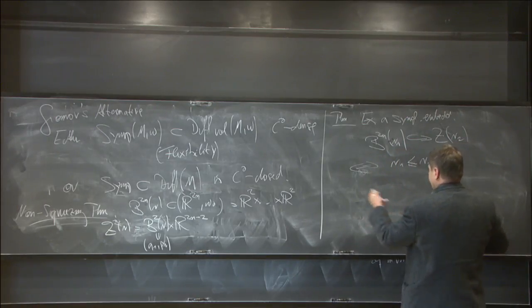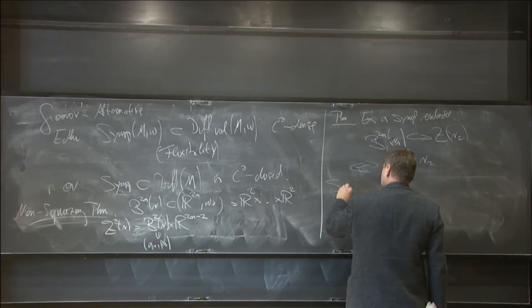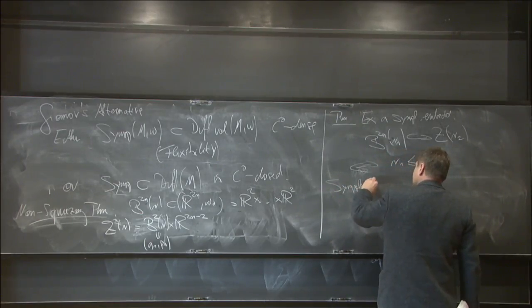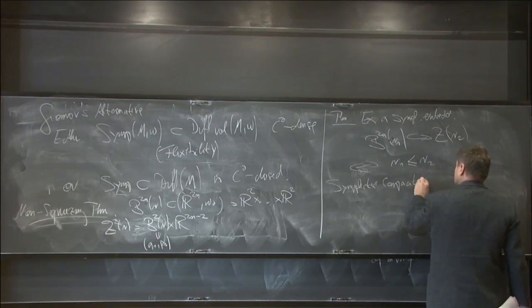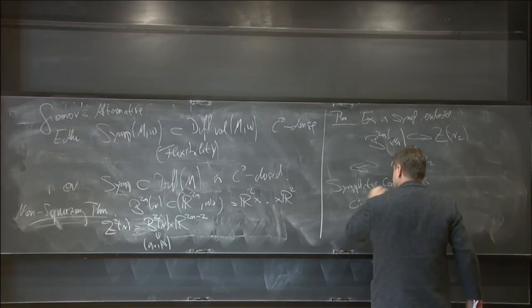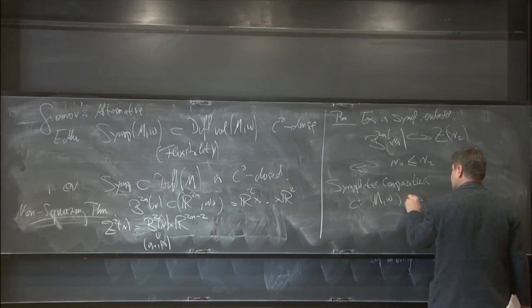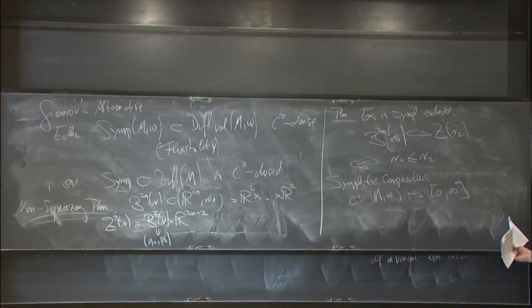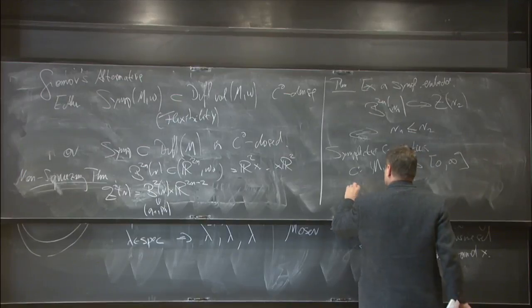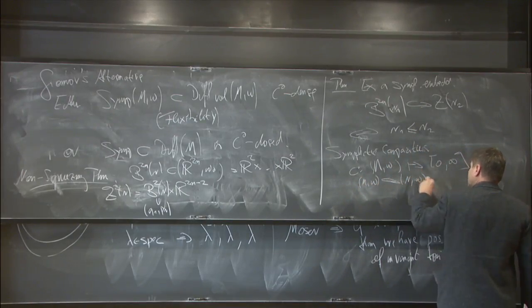So one way of formalizing this can be the so-called symplectic capacities. Symplectic capacities associate to each symplectic manifold some non-negative number, possibly infinity, such that they are monotone under embeddings.